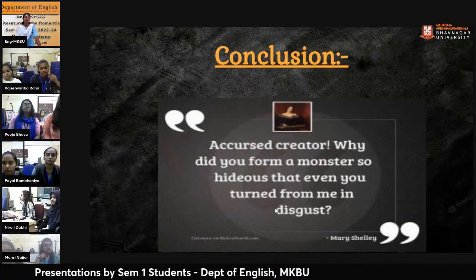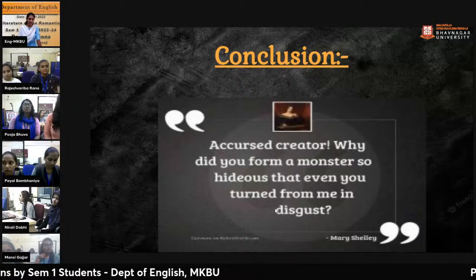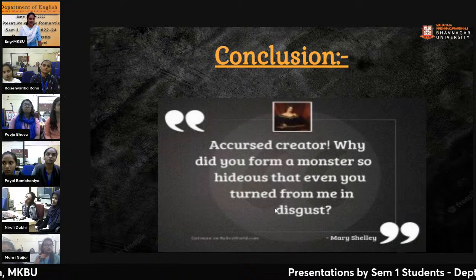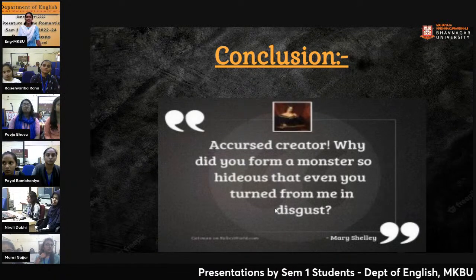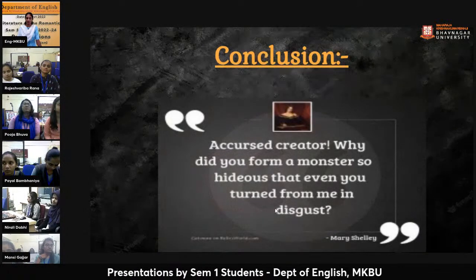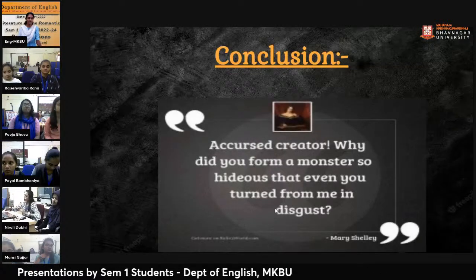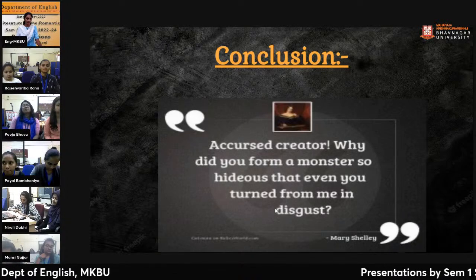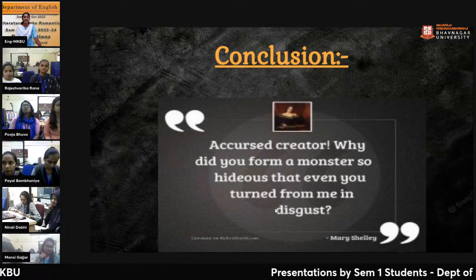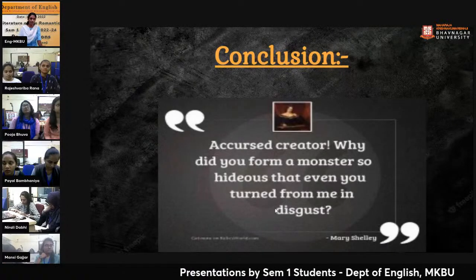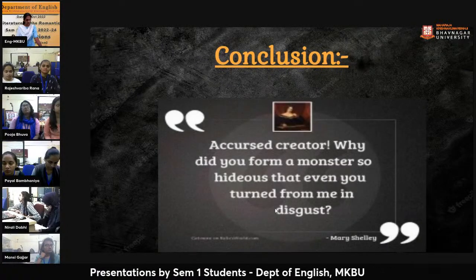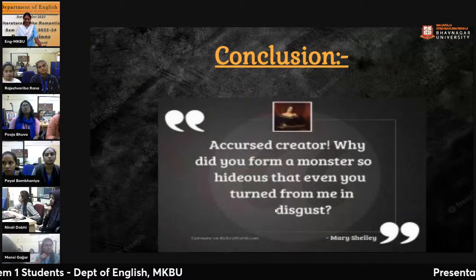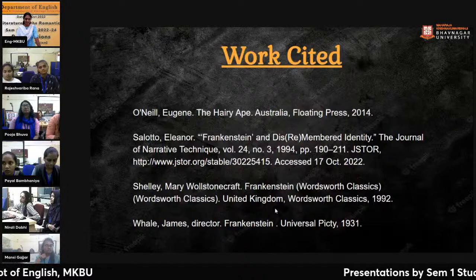And even if we apply this concept of identity in our life, we are all searching for our identity. It can be in family relationships, education, profession, religion, as a man or a woman, class, caste, everywhere we are finding our own identity. And like the monster, the creature, we do not have an answer to this identity crisis in our life. These are my citations. Thank you.